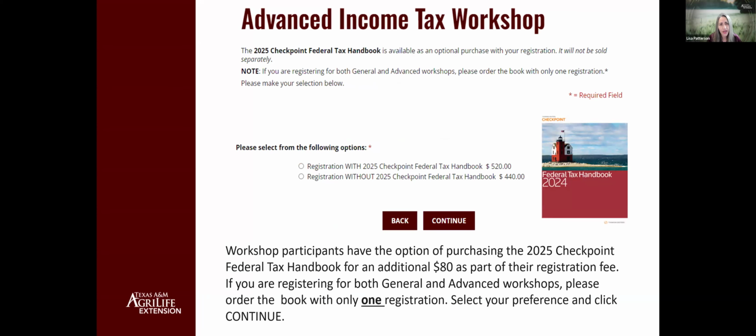So on the next screen, it'll ask you, do you want to register with the 2025 Checkpoint Federal Tax Handbook? Or do you want to register without the 2025 Checkpoint Federal Tax Handbook? This is the handbook that you've seen before. If you've registered in the past, it would say Checkpoint RIA Federal Tax Handbook. That's this one that you would be ordering.